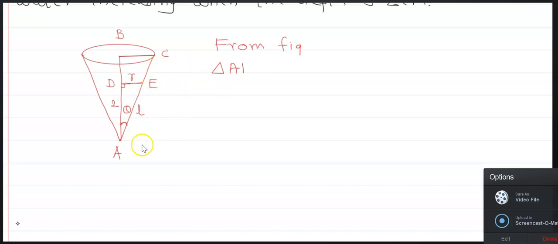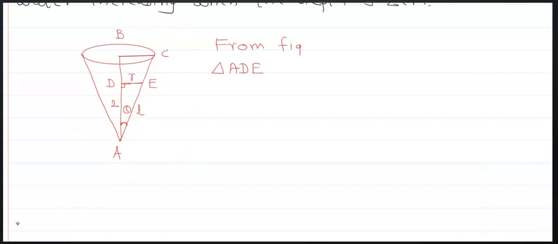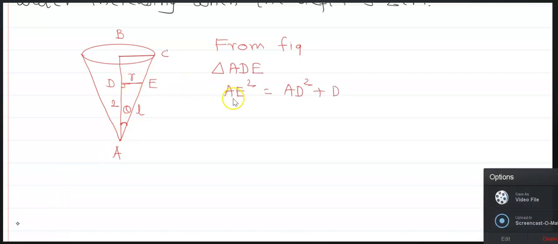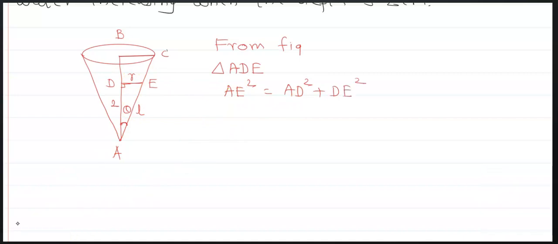Now see this, the cone makes an angle theta, L is the slant height, R is the radius. Now from the figure, that is triangle ADE. In the triangle ADE, AE square is equal to AD square plus DE square. Therefore, L square is equal to 2 square plus R square.